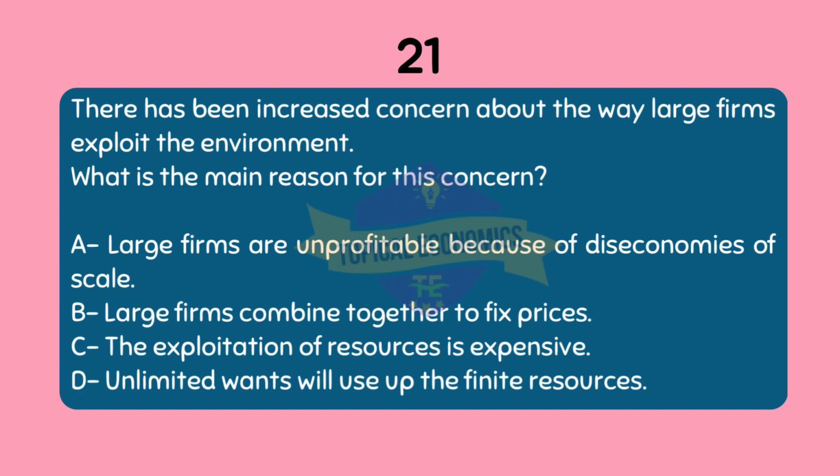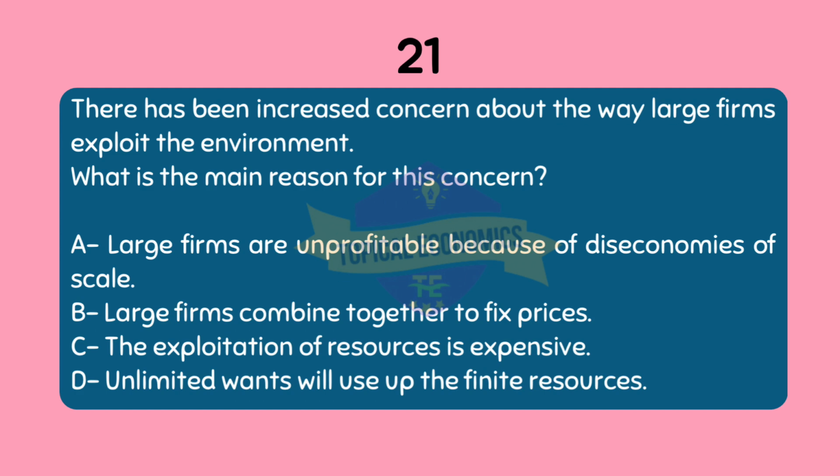The main reason for concern about large firms exploiting the environment is that their operations often prioritize meeting unlimited consumer wants, which can lead to the overuse and depletion of finite natural resources. This exploitation can result in significant environmental degradation, as firms may prioritize profits and production over sustainability. The other options which are given do not directly address the primary concern regarding environmental exploitation.